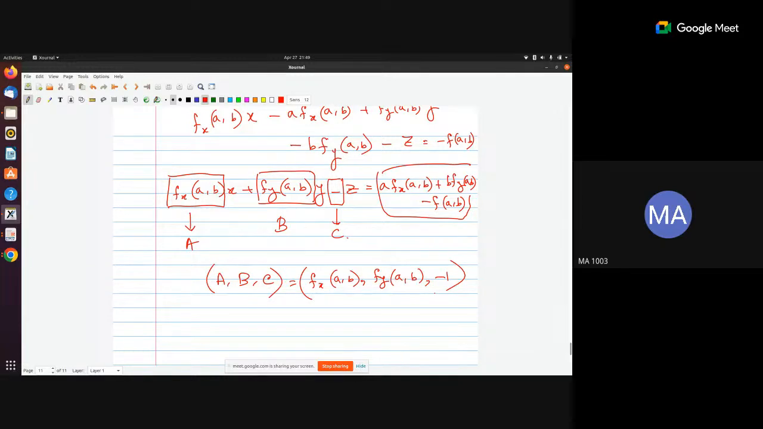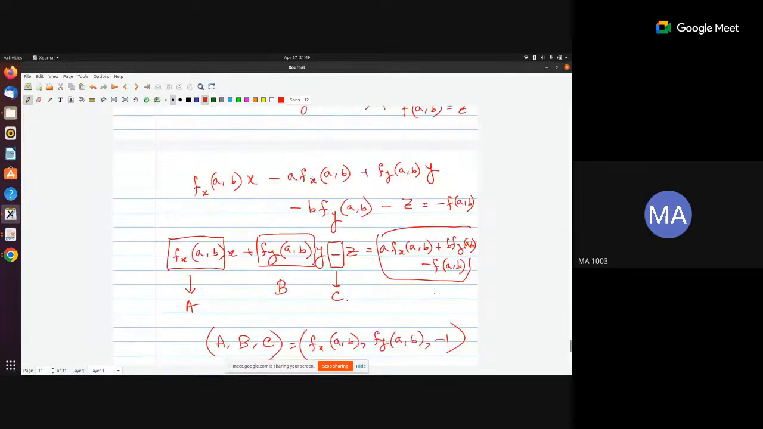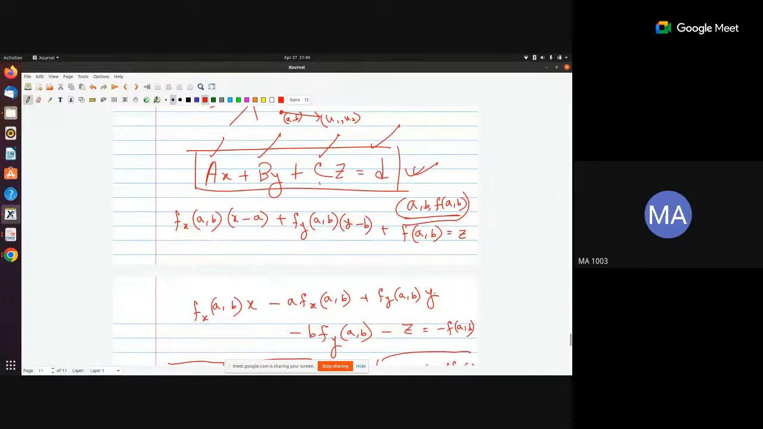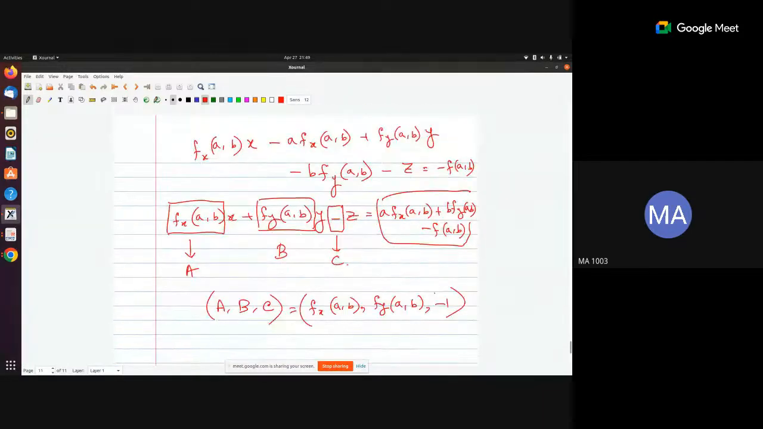Is it clear to everyone what I have done? I started with the equation of the tangent plane, and I wanted to write it as ax plus by plus cz equal to d, some constant. These are all constants. I need the coefficient of x, the coefficient of y, and the coefficient of z. That is what we need. So this is what I got. Correct? Is it clear? Yes.